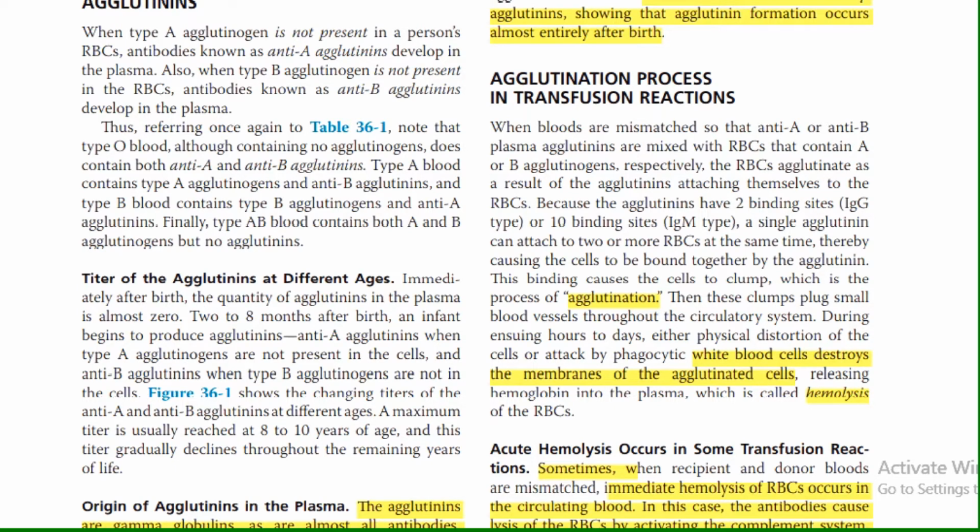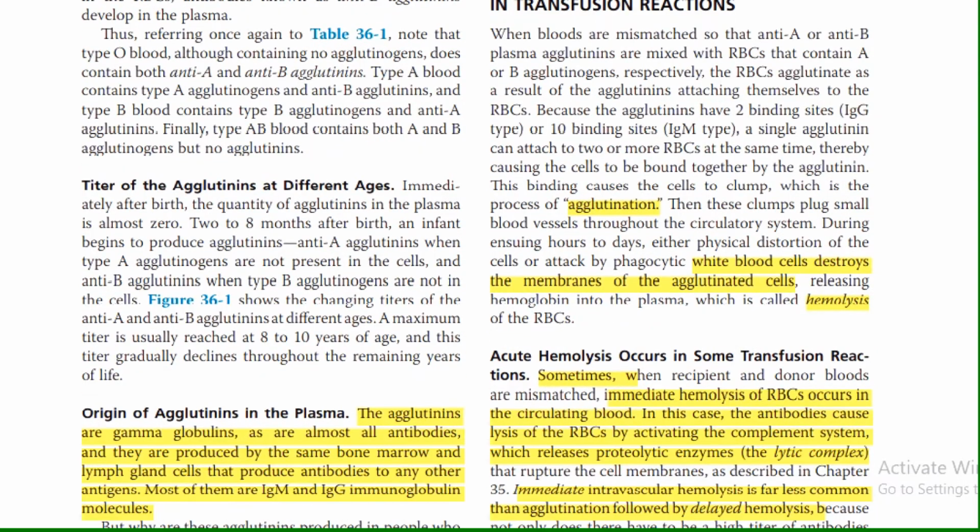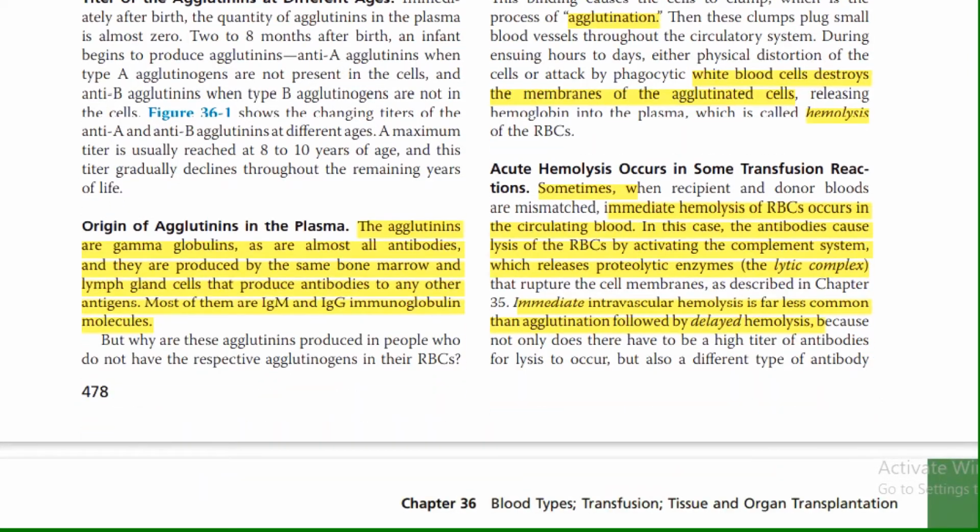During the ensuing hours to days, either physical distortion of the cell or attack by phagocytic white blood cells destroys the membrane of agglutinated cells, which release the hemoglobin into the plasma. This is called hemolysis of the red blood cells, thus destroying the red blood cells in the body.